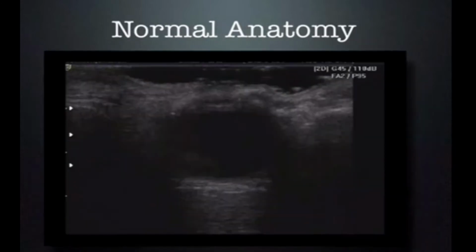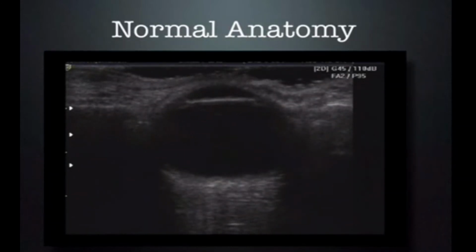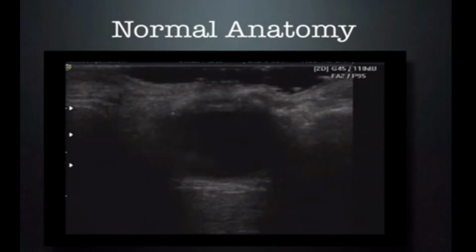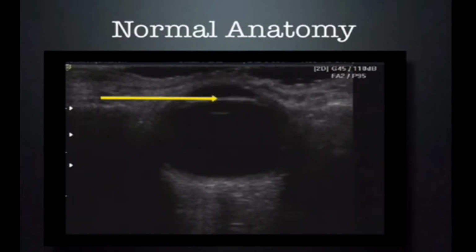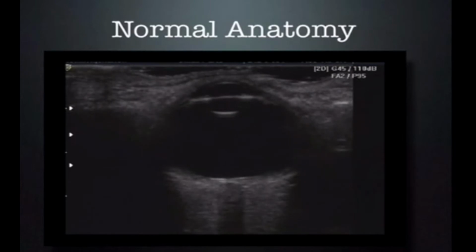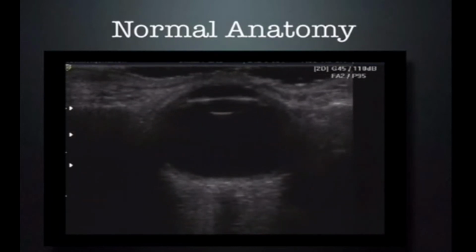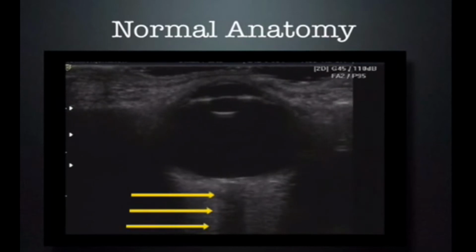The optic nerve comes out the back and is generally a hypoechoic shadow, which we'll talk about more in a few minutes. So here we have a picture of a normal ultrasound of the eye. We can see the eyelid, we can see the tarsal plate at the top. We can see the lens in the anterior chamber. We can see the vitreous is nice and hypoechoic. And then the shadow coming out the back is the optic nerve.